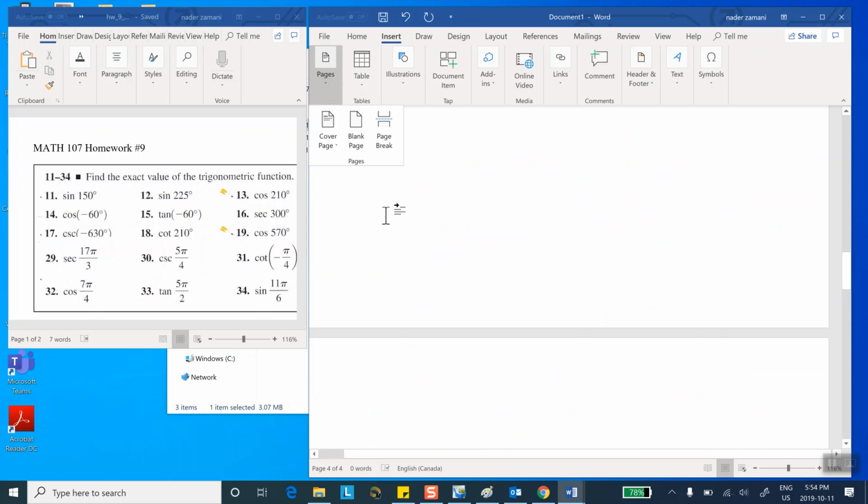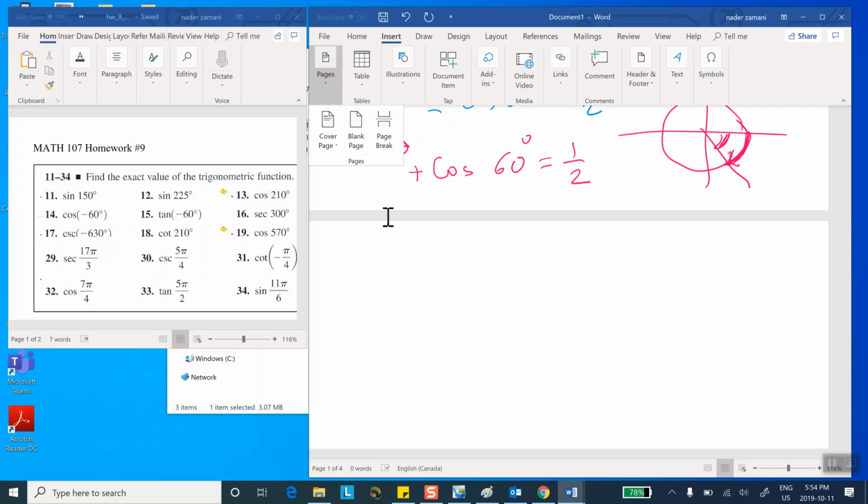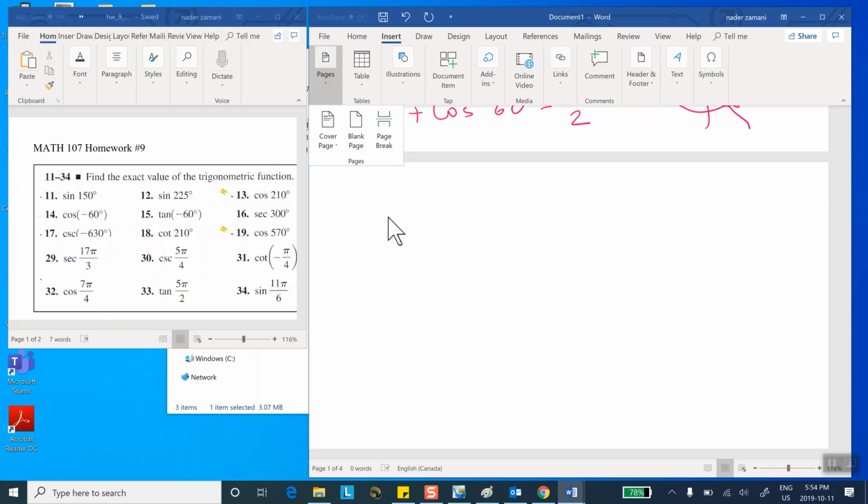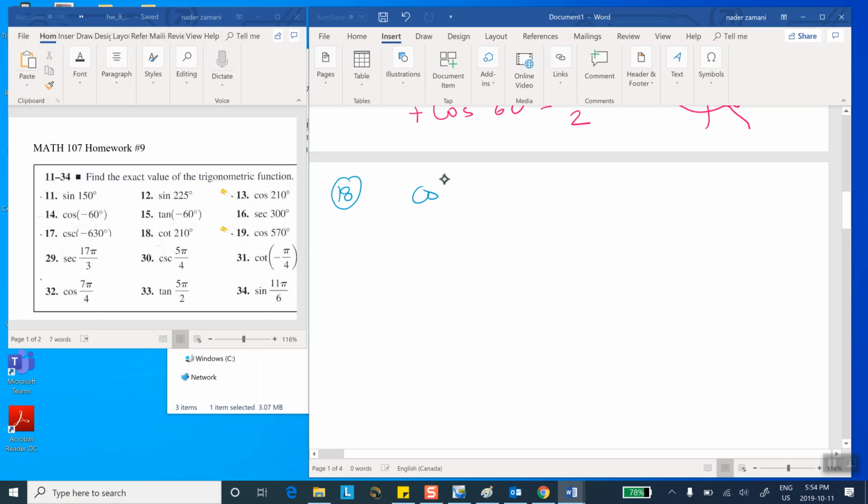Okay, so let's go ahead and do the next one. So cotangent of 210. So this is number 18. Cotangent of 210 degrees. So what I do is write this thing as cosine of 210 degrees over sine of 210.